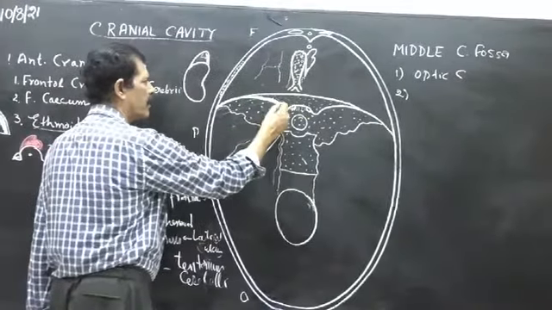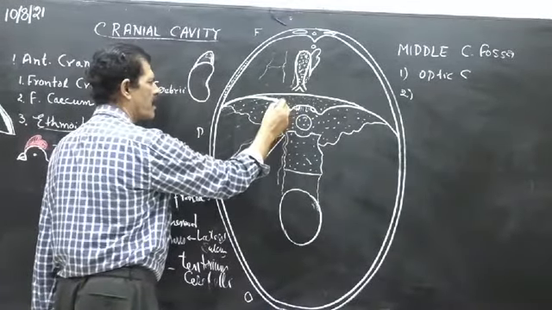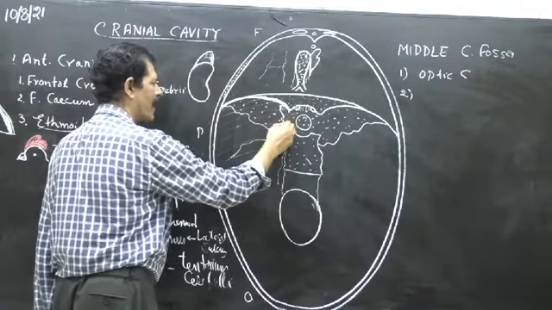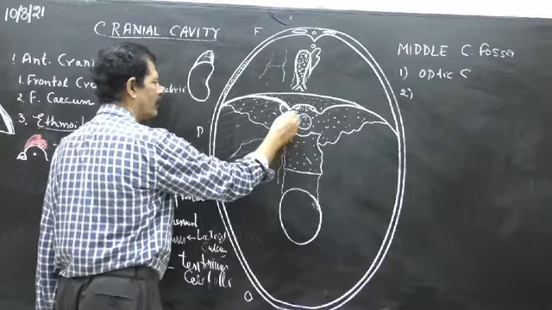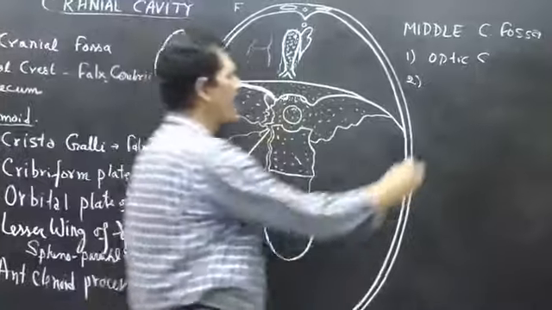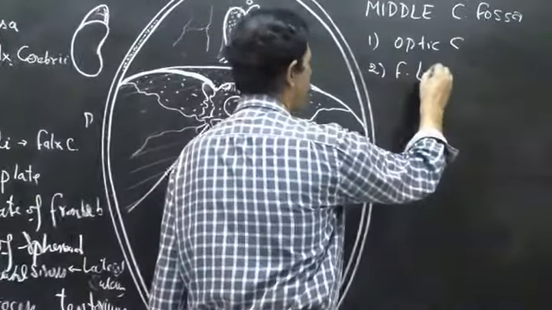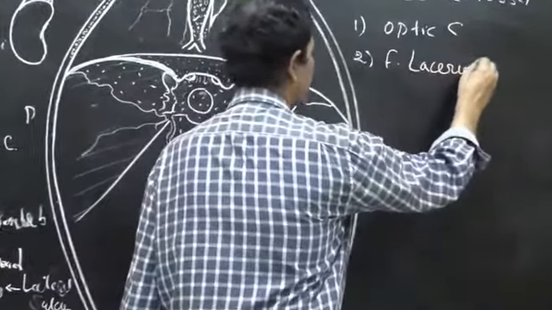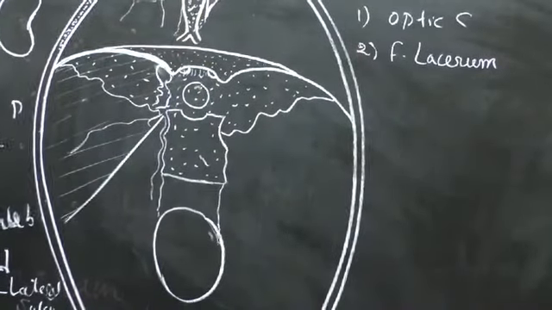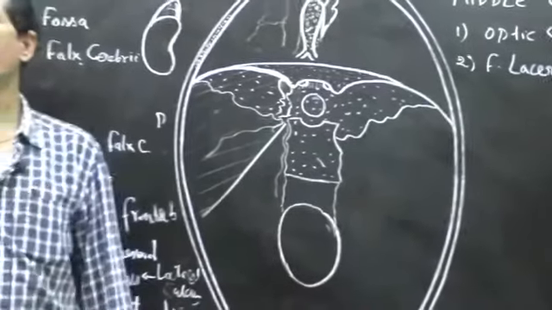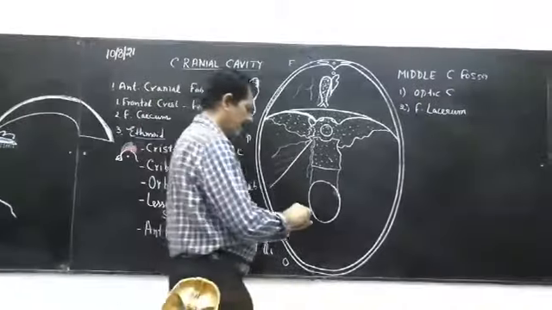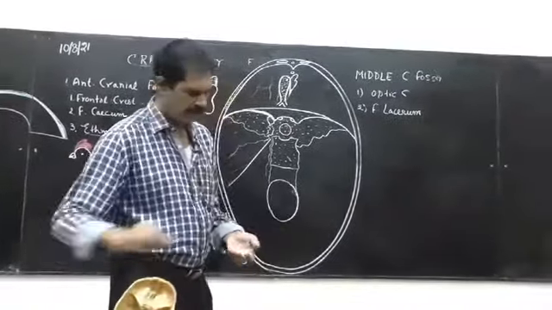Just lateral to this anterior clinoid process lies a foramen, which is zigzag-like and irregular, on the lateral surface of the body of the sphenoid. It is called foramen lacerum. Lacerum means lacerated. Lacerated means irregular margins. We have done lacerated wounds and sharp edge wounds in the scalp. So lacerated means irregular margin. And what passes through the foramen lacerum? That you have to remember.